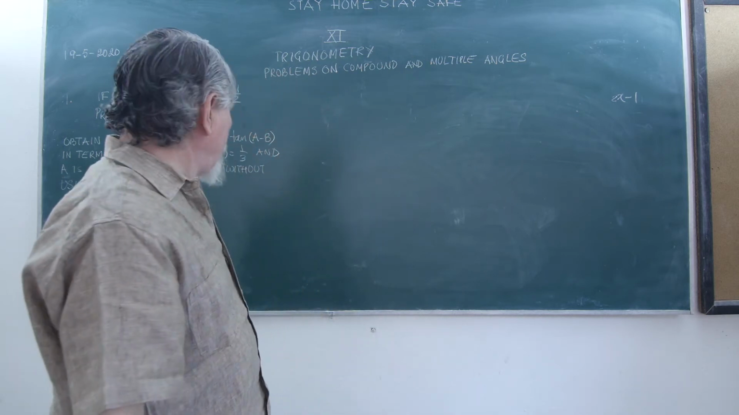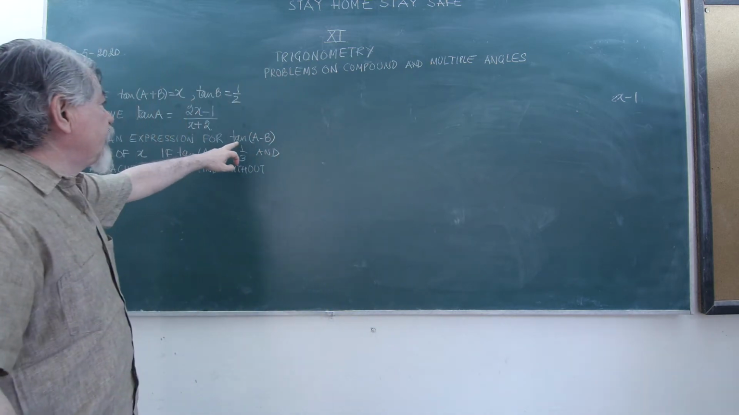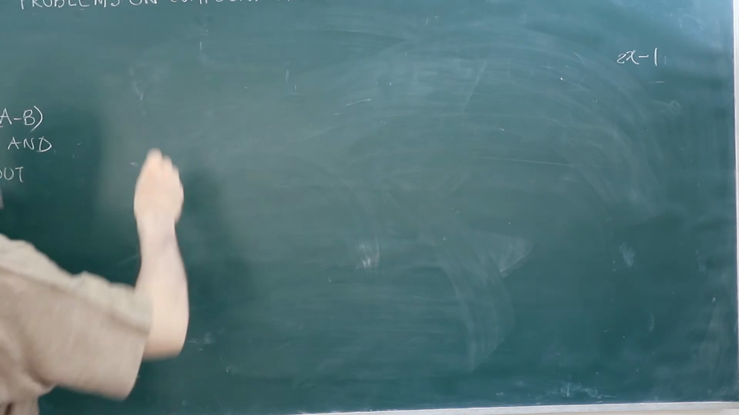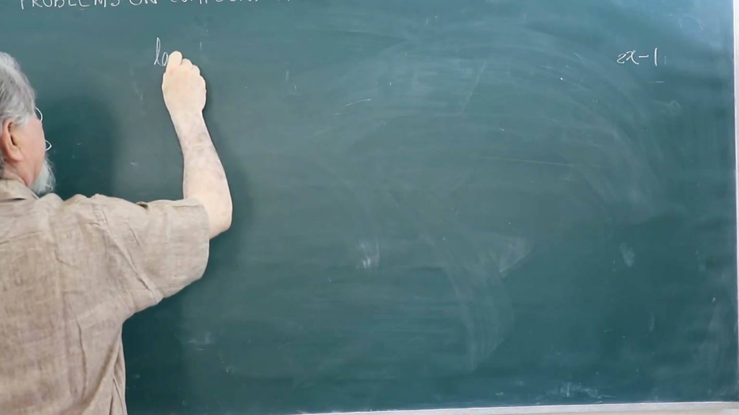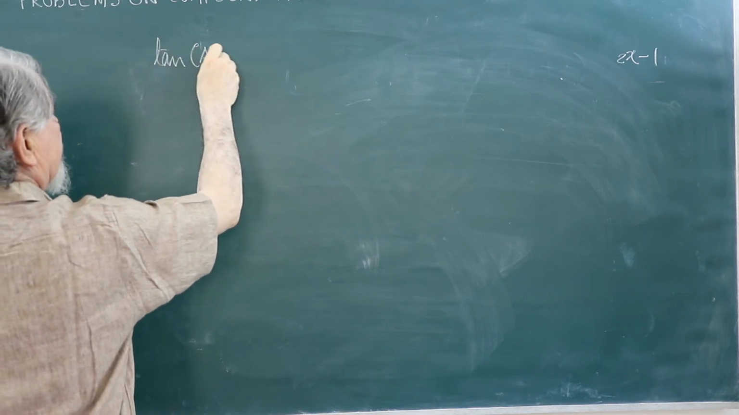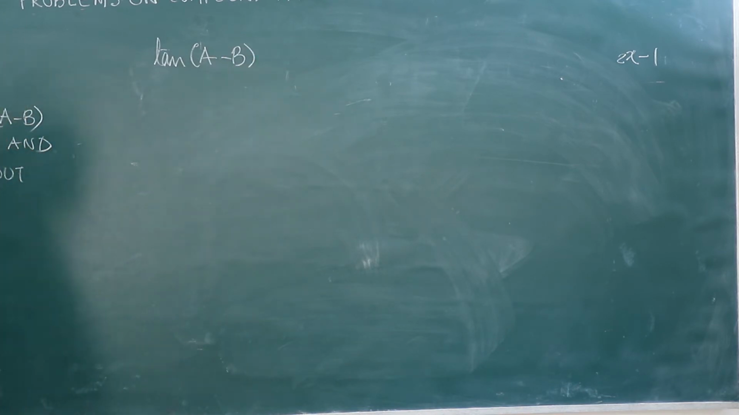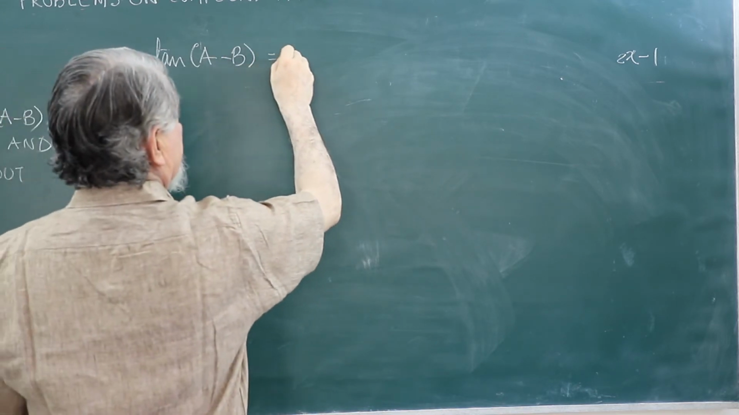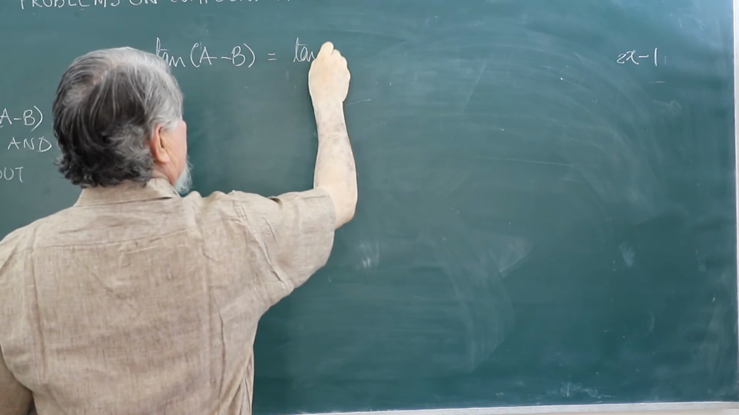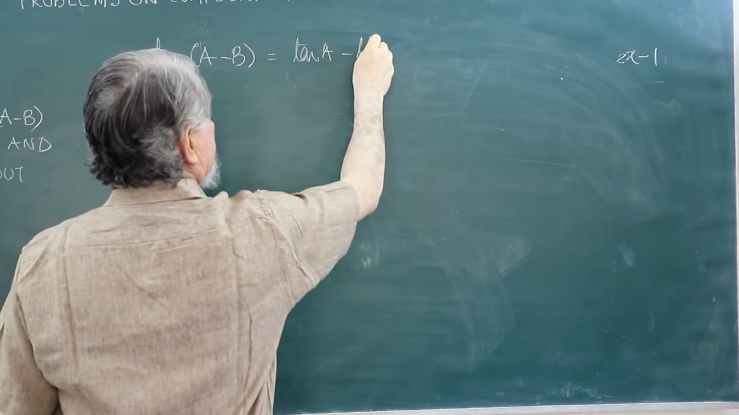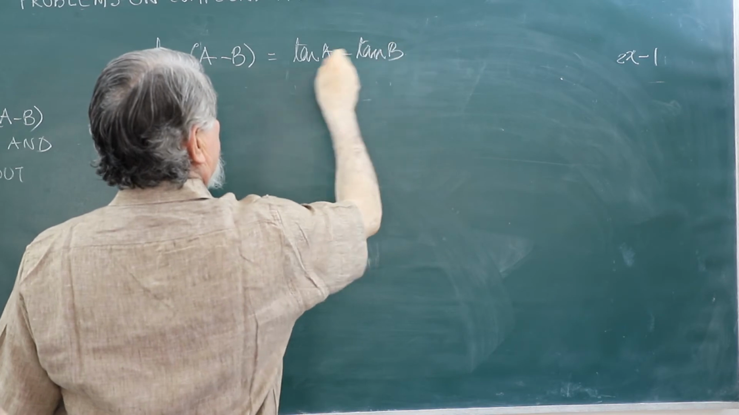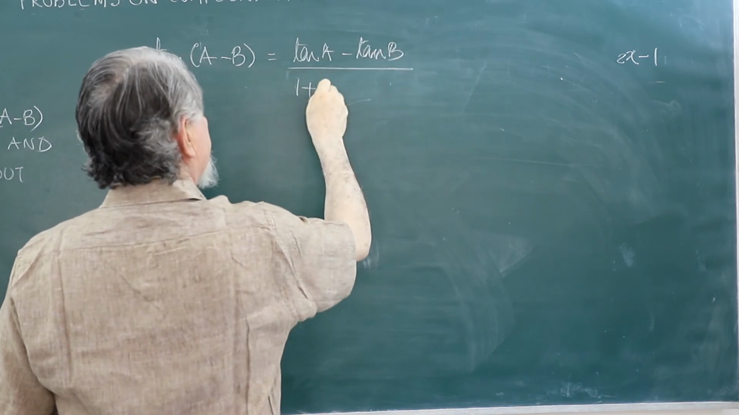He says obtain an expression for tan(a minus b). Again, he is asking you to apply the formula for tan(a minus b). What is the formula for tan(a minus b)? It is tan a minus tan b upon 1 plus tan a tan b.